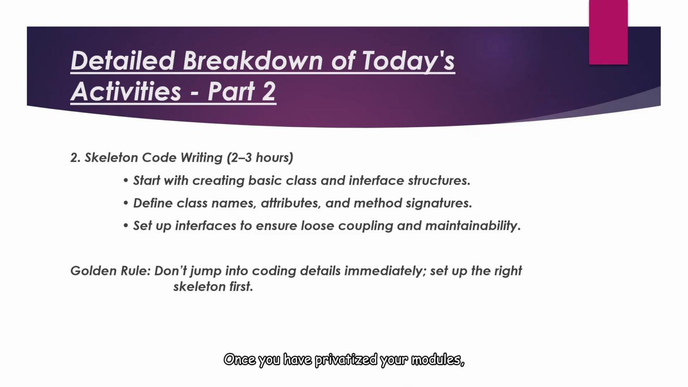Once you have prioritized your modules, it's time to focus on skeleton code writing, which will take about 2 to 3 hours. This is where you set up the foundational structure of your code. You will begin by creating the basic class names, attributes, and method signatures for each core module. Think of this as laying the groundwork for your system's architecture.